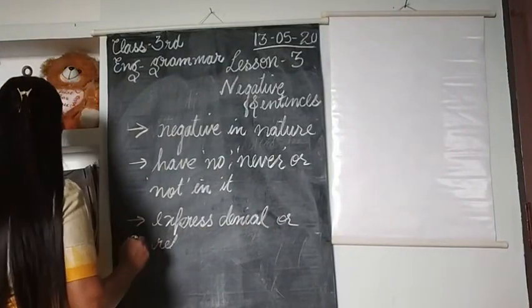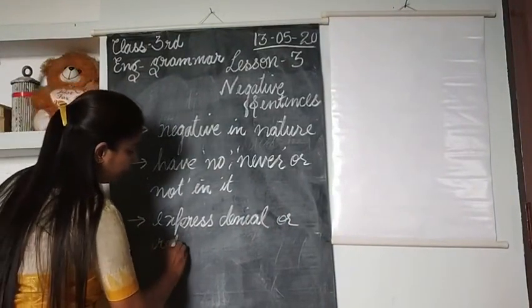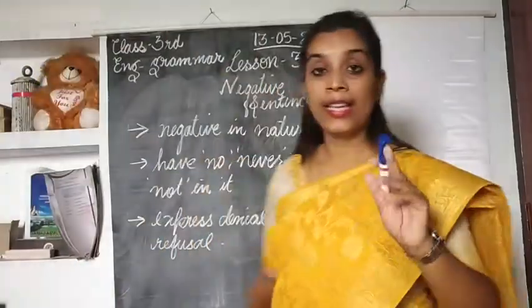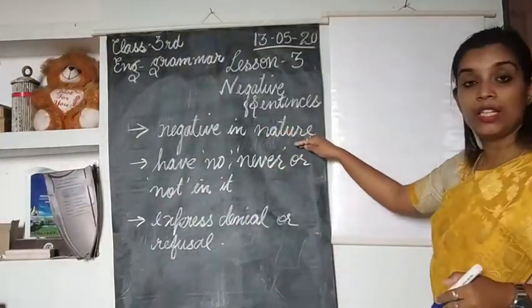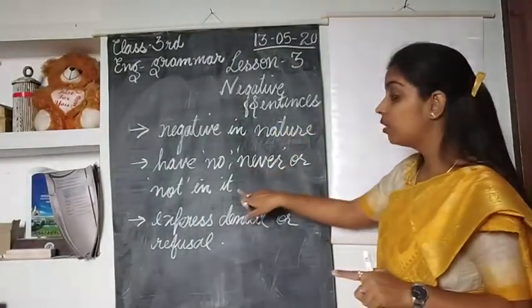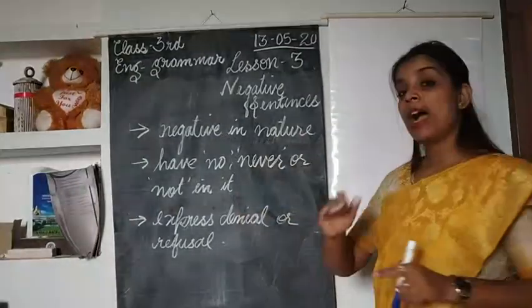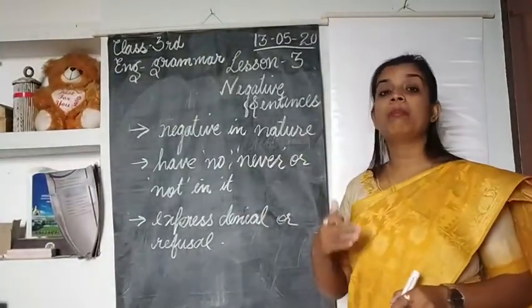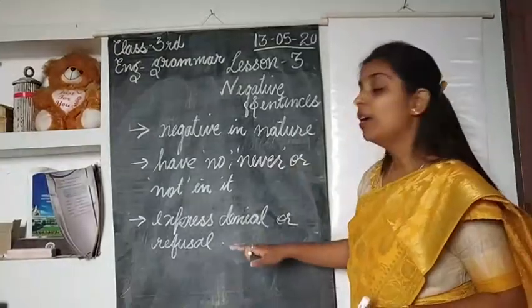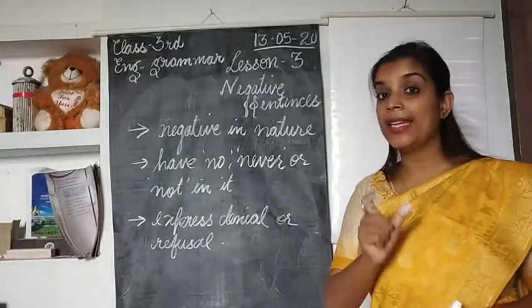If I say that I'm not happy today, this sentence is a negative sentence. Why? Because it's negative in nature. I am not happy, the word not is used in it. And third, I'm not happy today is expressing my refusal. So it is a negative sentence.